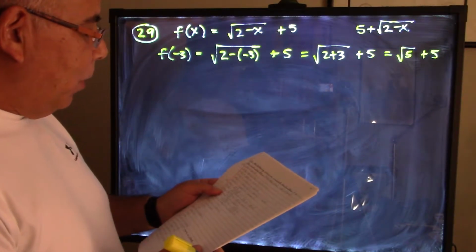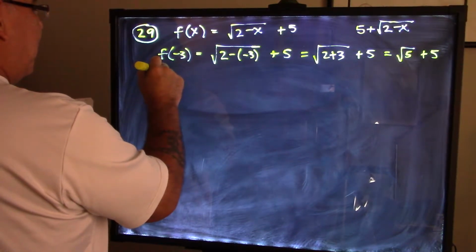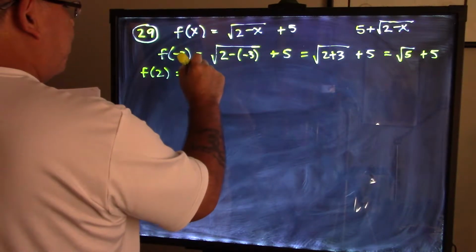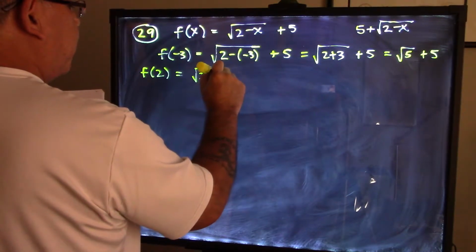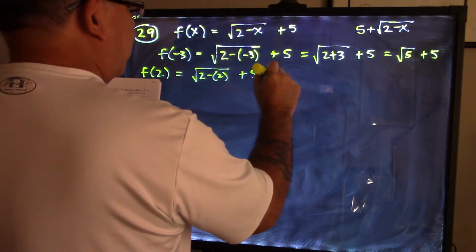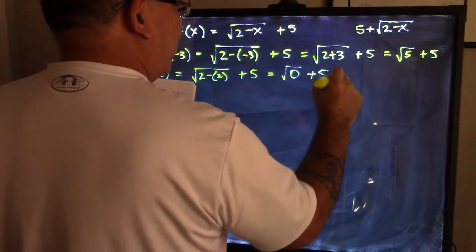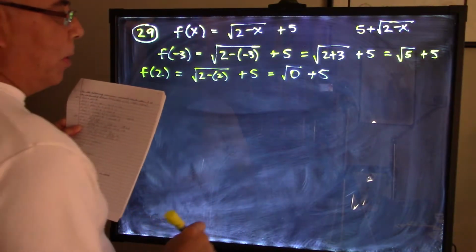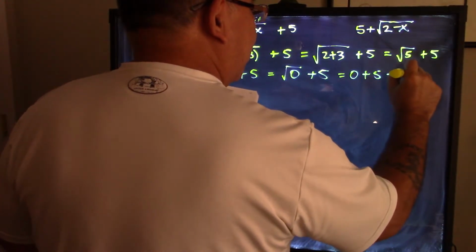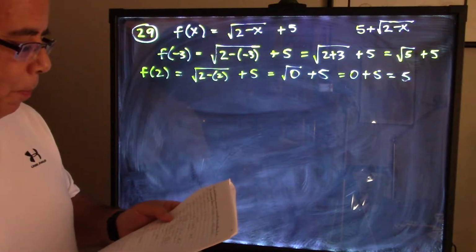Alright, and then we go to f of 2. I'll let you do that though. I'm going to move on. F of 2 is equal to square root of 2 minus 2, and then plus 5. So that's square root of 0 plus 5. Square root of 0 is just 0 because 0 times 0 is 0. Alright, so it's just 0 plus 5, which equals 5. Okay, so there you go with that.